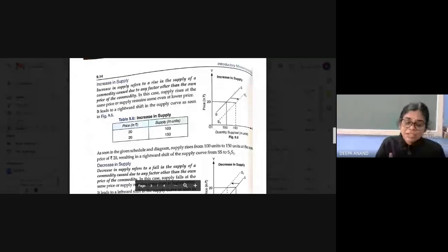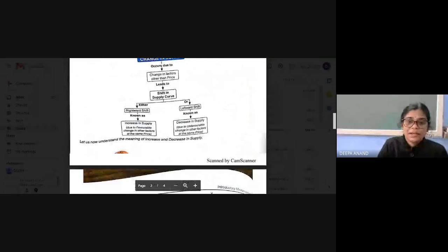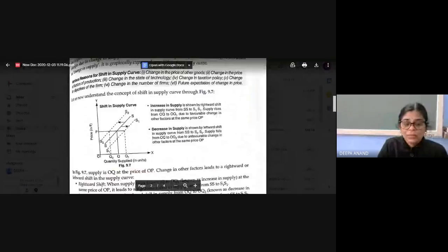What is increase in supply? Increase in supply refers to the rise in supply due to any other factors other than the price of the commodity.